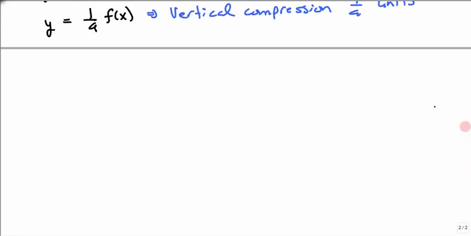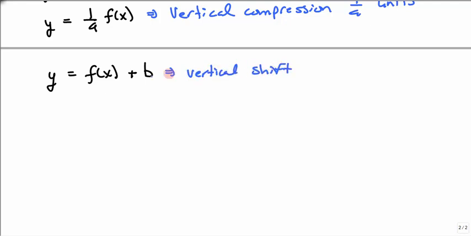We could also have some values on the outside. So here's f of x. Let's say we have a plus b on the outside. Now this is not within the argument. This is on the outside of the argument, so this does exactly what it says. This would be a vertical shift, and it goes in the same direction as you would think, up b units.